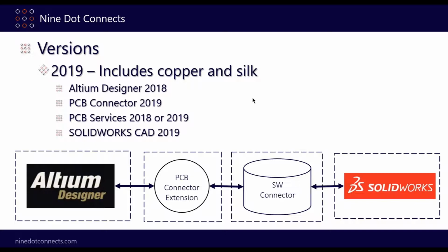And so we will be showing that. But for this configuration, what you'll need is at least Altium Designer 2018. My understanding is 2019 will work fine. The PCB connector has to be the 2019 version. So there's a 2018 version out there, but again, it's going to be limited. It won't have the copper or the silk.